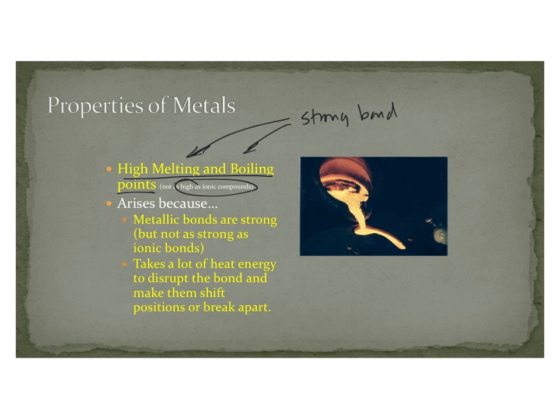All right, so the same thing is true in a metallic bond. We still have a strong bond. Metallic bonds are strong, not quite as strong as ionic bonds, so it's still going to take a lot of heat energy to disrupt the bond and make them shift positions or break apart. In general, the melting point of a metal is a little bit less than a generic ionic compound, although that's not always true.